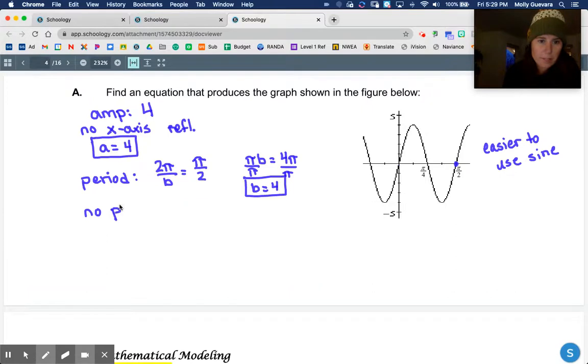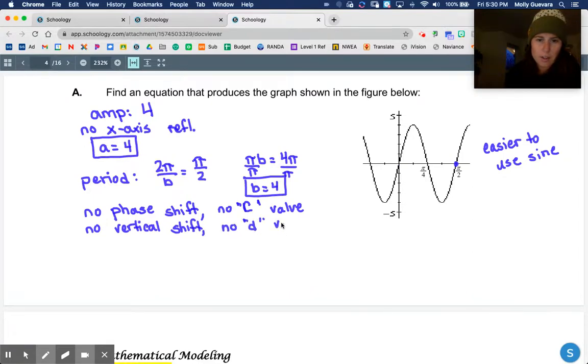There's no phase shift, right? So what that tells us is there's no C value. And then there's no vertical shift. So that tells us that there's no D value. If you had used cosine instead of sine, you would have a phase shift, right? This would be your starting point. And you would get the right answer. It would just be a lot more complicated, okay?